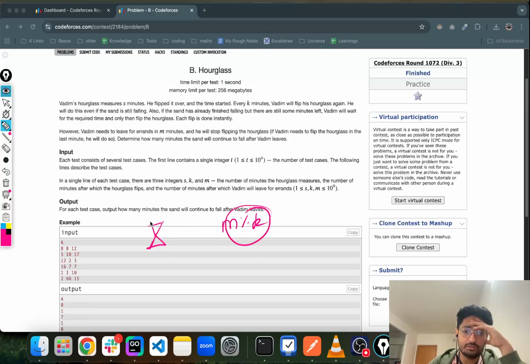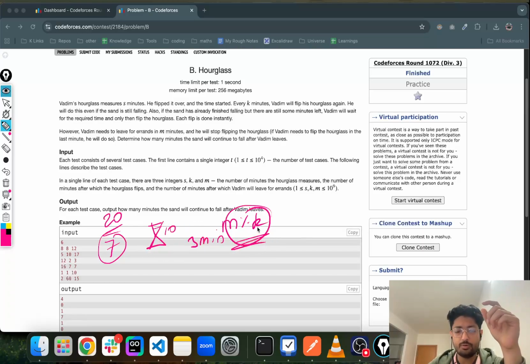Either let's assume now before the last state, maybe 20 minutes is left. At the last state, maybe somehow you have 20 minutes left, but this hourglass measures 10. If the hourglass measures 10, which means that when you leave, there is no sand that is left. But if it is 7, which means that 3 minutes of sand will be left. So after doing all these flips, you have the options of how much sand is left. If this sand is less than m mod k, or it is greater than m mod k.